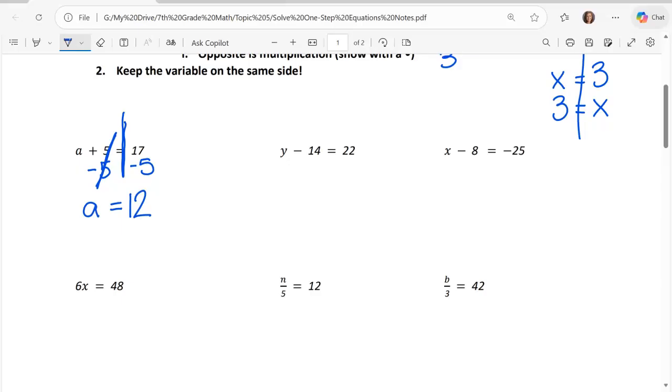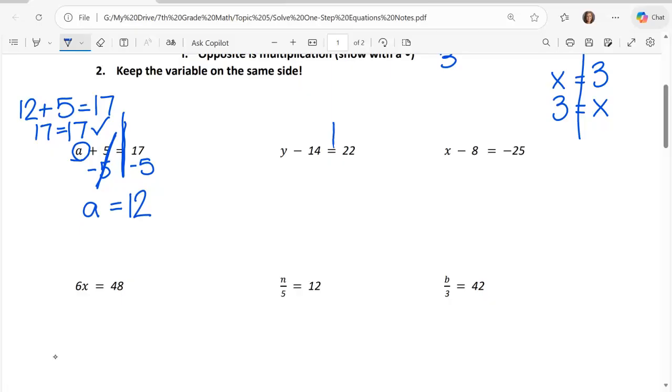Now, if you wanted to, you could always check your work. We're saying that this a up here in that original problem is equal to 12. You don't have to, but if you would like to check your answer and make sure it's correct, we would just put in a 12 for a. So we write the rest of the problem again: 12 plus 5 equals 17. That was my original problem. Then I solved the left side. 12 plus 5 is 17, and 17 is equal to 17. So that checks out. That's how you know you have the right answer.